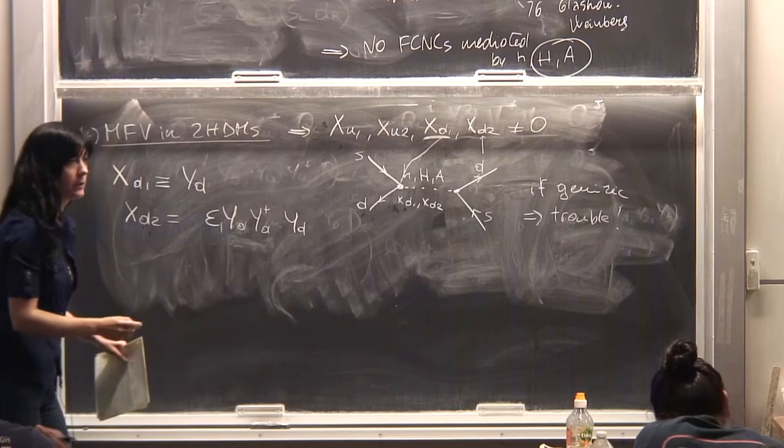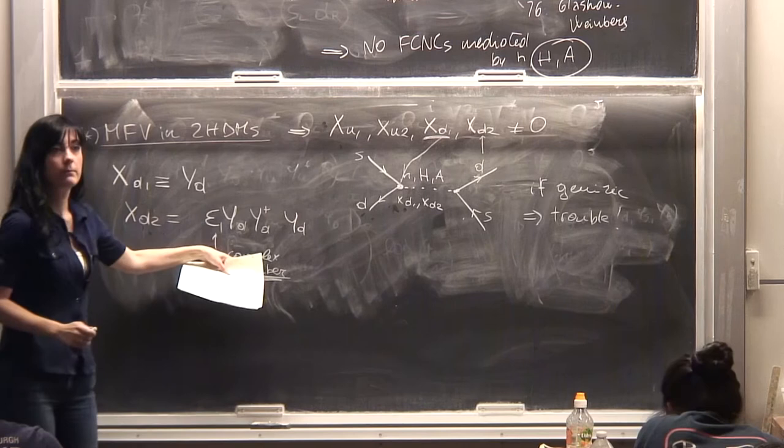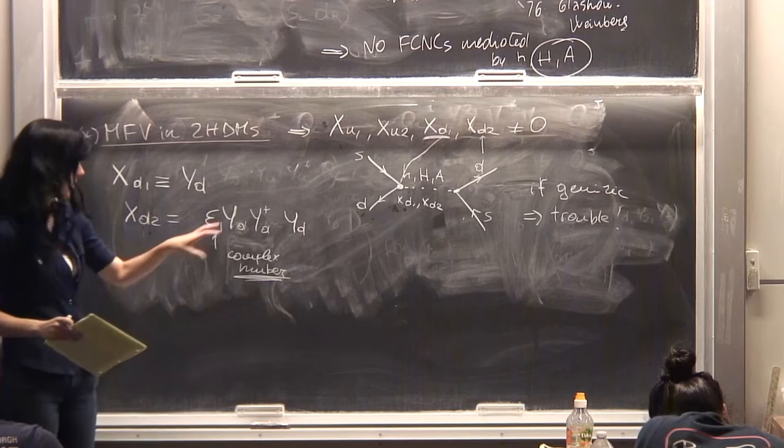So this is a complex number. So here, we have to keep in mind this is a number, so that this guy here won't have flavor indexes. This is just a number. And then in terms of the flavor structure, we have a term like this, for example. Right?